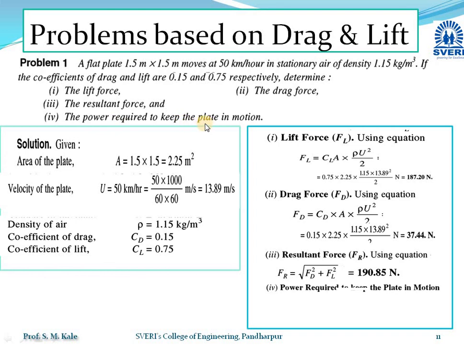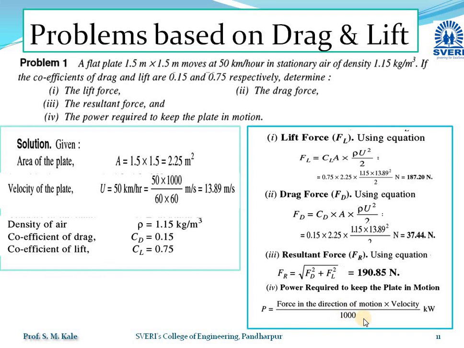Last one is the power required to keep the plate in motion. So the formula for power required to keep the plate in motion is P is equal to force in the direction of motion into velocity divided by 1000. That value will be in terms of kilowatt. So force in the direction of motion, that is called as a drag force. So the formula for power required to keep the plate in motion, P will be force in the direction of motion, that is nothing but FD into velocity divided by 1000.